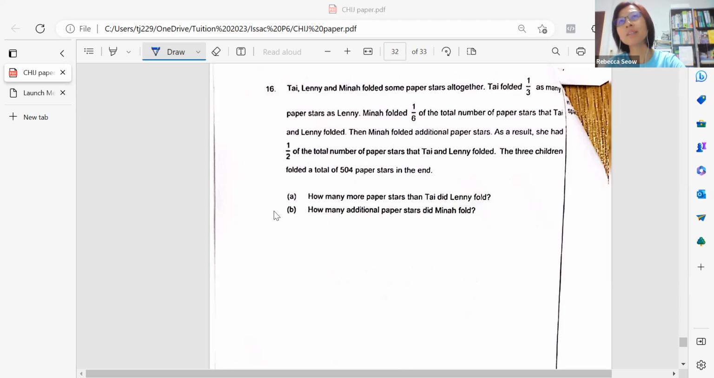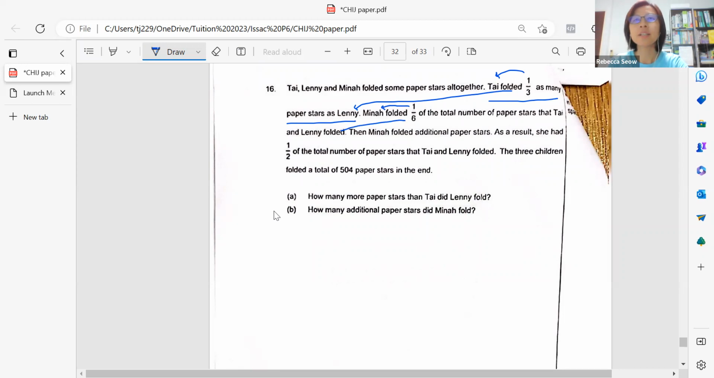Ty folded 1/3 as many paper stars as Lenny. So this is crucial. The 1 unit goes to Ty, and the 3 units goes to Lenny. Mina folded 1/6 of the total number of paper stars that Ty and Lenny folded. So in this case, 1 unit goes to Mina, and 6 units goes to Ty and Lenny.